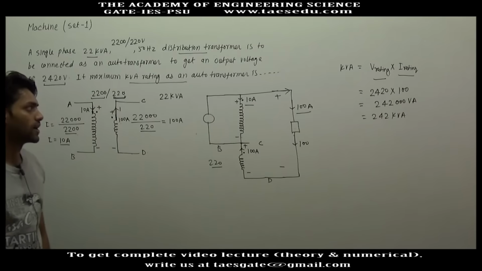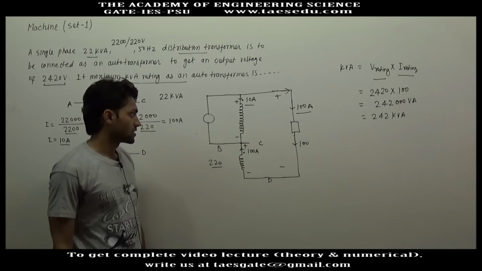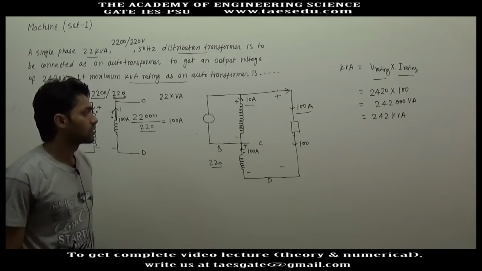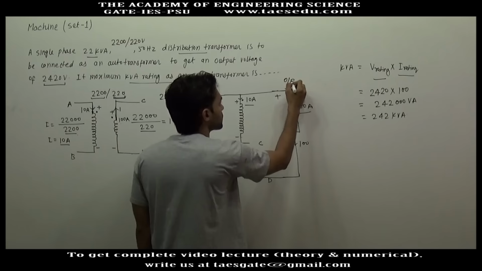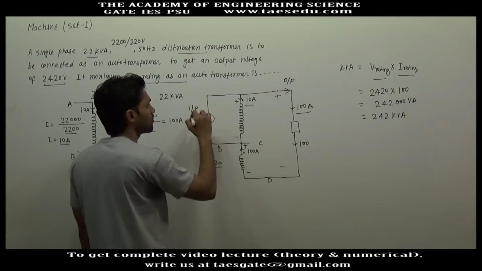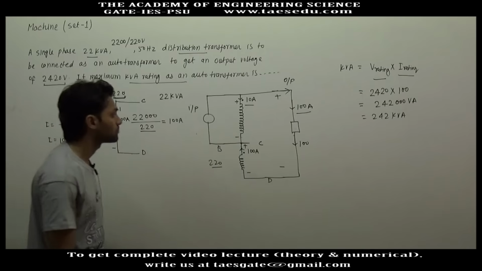If you have to find out the kVA rating of a transformer, if you assume a lossless transformer, the kVA can be found out from the output side as well as the input side, because on the two sides the kVA will be the same. Let us verify it.